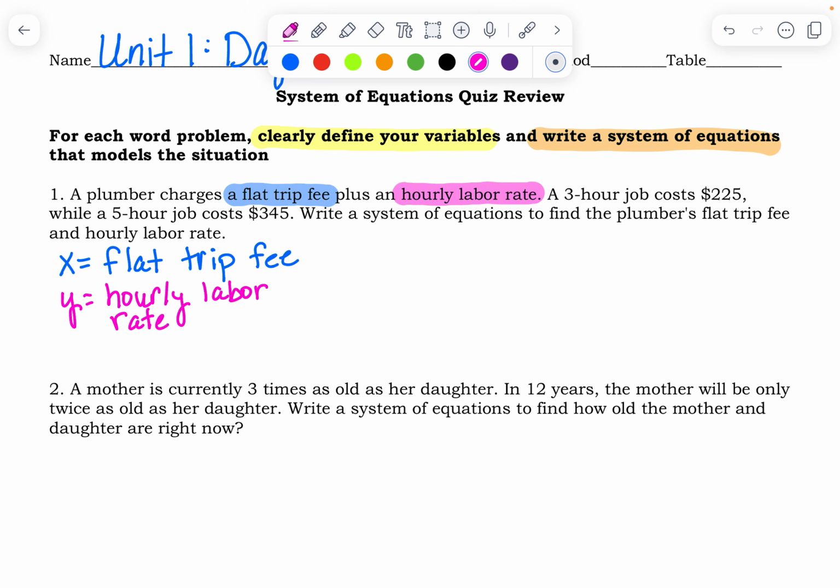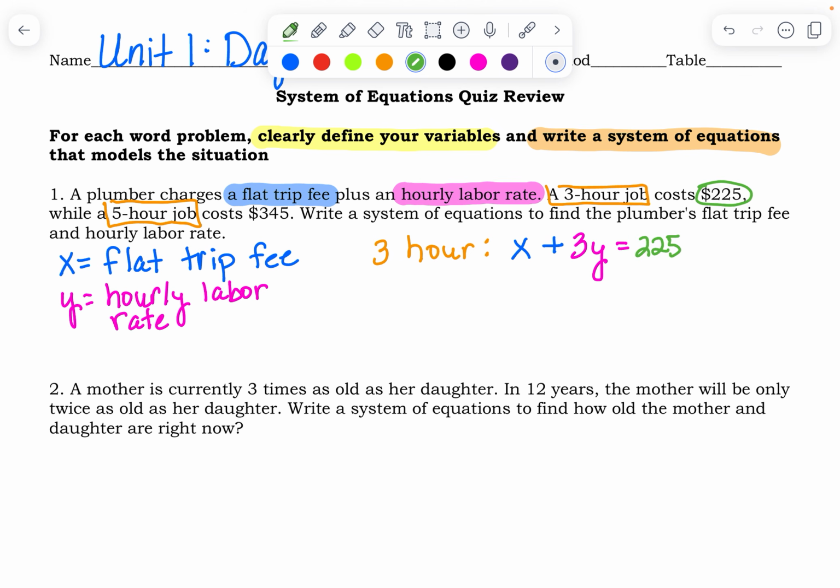So then they break it up where we have a 3-hour job and a 5-hour job. So let's start with the 3-hour. When the plumber comes out, he will charge no matter what the flat trip fee, because that's just coming out. He charges that. Sorry, you can probably hear my cat in the distance. And then the hourly rate, we already know that's 3 here, so it's 3Y. And that cost will be $225.